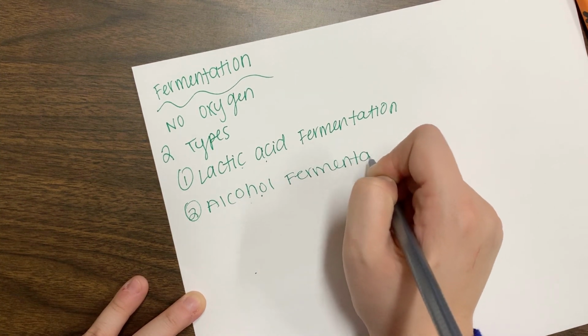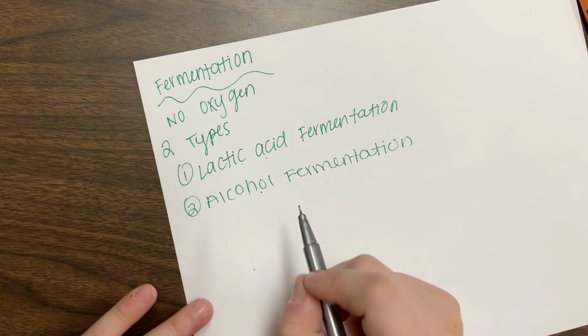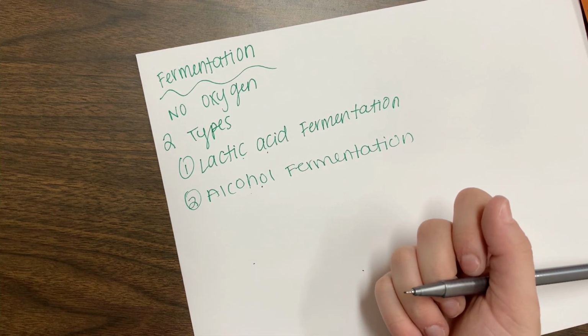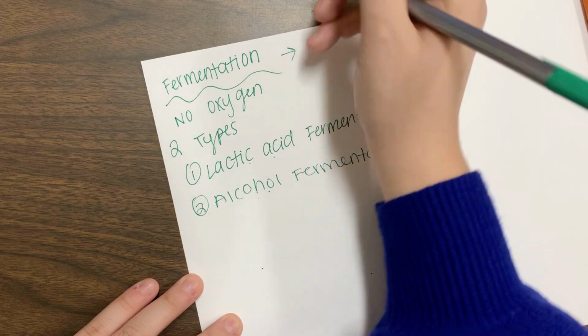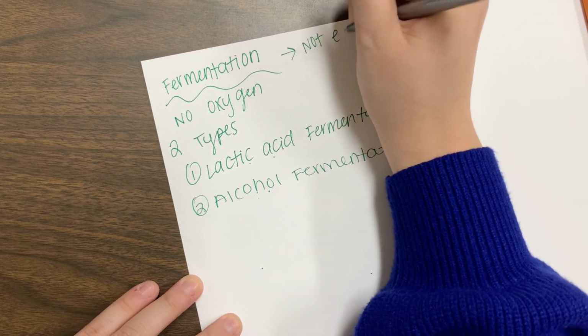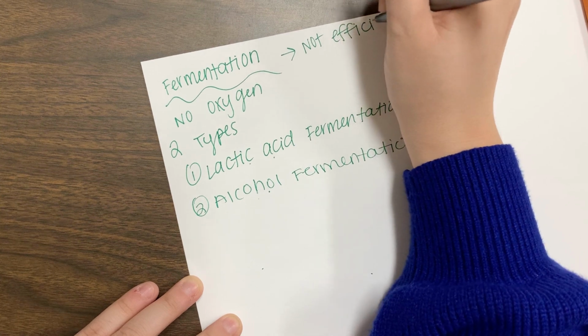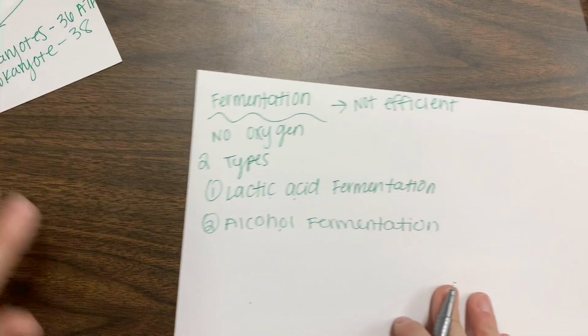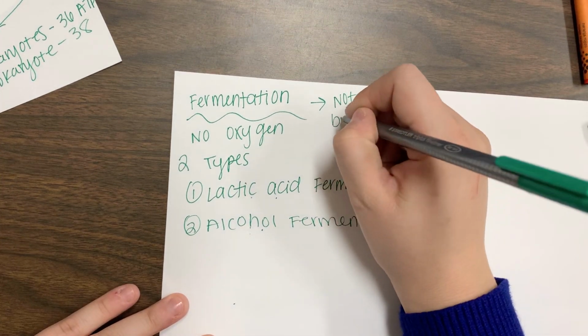Okay. The second one is going to be alcohol fermentation. And this is more for food products. So this is going to make like cheese, yogurt, some types of milk, alcohol. So fermentation is not efficient. So you're not getting as much as you would in these two cycles, but it gets the job done.